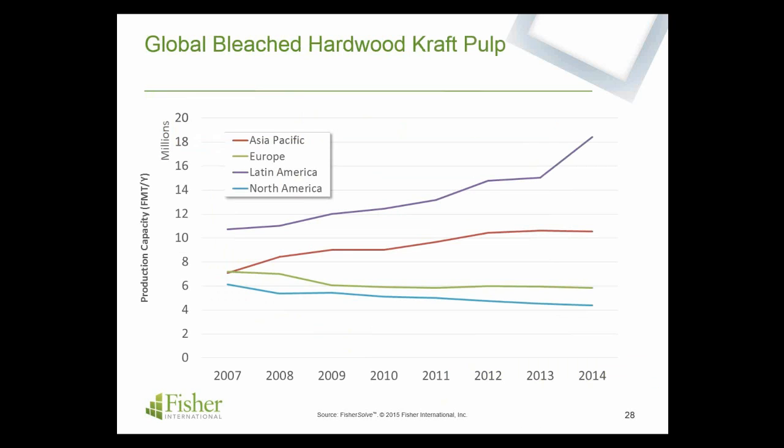So with bleached hardwood kraft pulp, a global commodity, we take a look at the different regions, and you can see that Latin America accounts for the steepest growth rate in production, with Asia Pacific's growth certainly positive, Europe declining to slightly flat, and North America also declining to sort of leveling out here. It's difficult to really draw any conclusions from this in terms of the degree of consolidation.